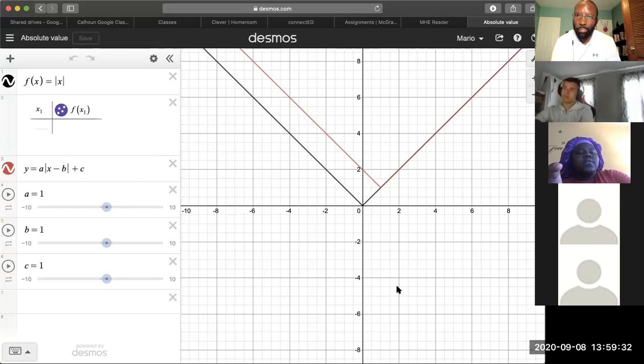Isn't absolute value the value of that number? Yes, absolutely. Absolute value is the value of that number. Any special characteristics about it? It's something that you might remember. Anything that anybody remembers about absolute value?